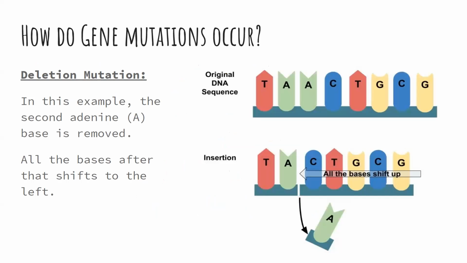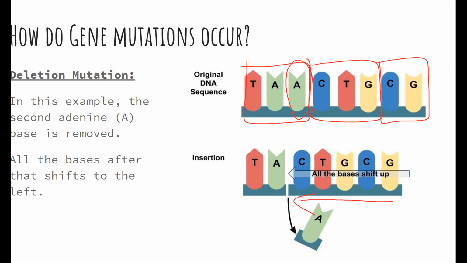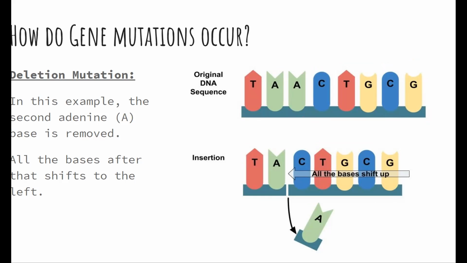So in a DNA mutation, in a DNA sequence, you have TAA, CTG, CG. However, if we get rid of this A, everything has to shift up because it's still read in groups of three. So now it becomes TAC, TGC, and then G. So now it's going to code for different amino acids. This could be detrimental, especially if the correct protein is supposed to be made.